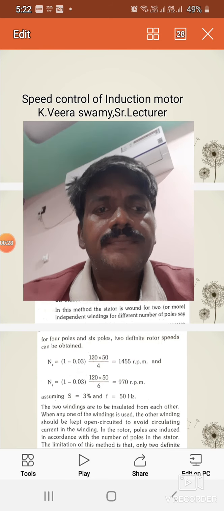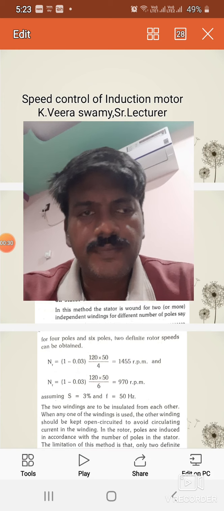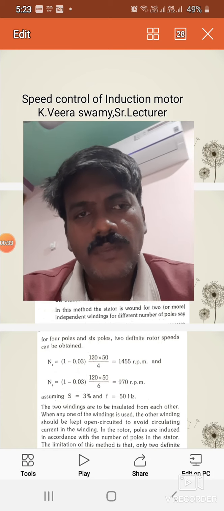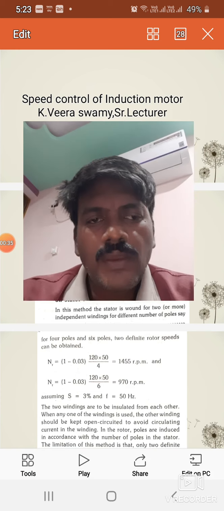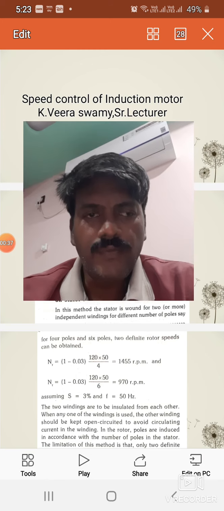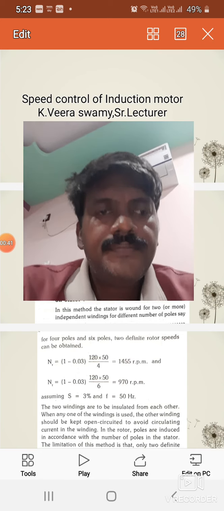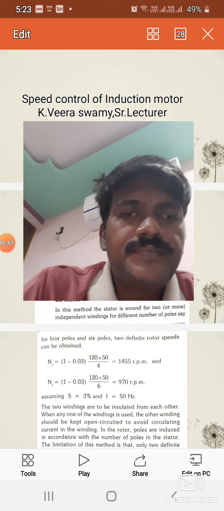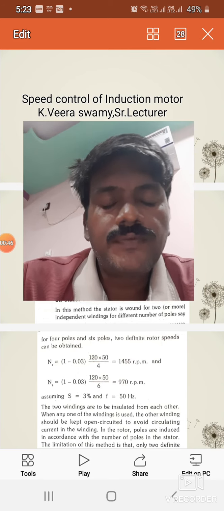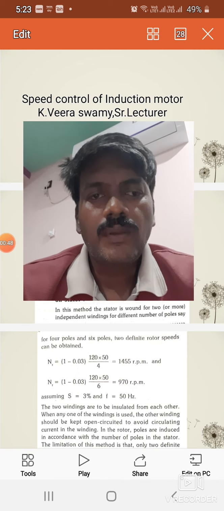The main topic, 3-phase induction motor. Subtopic, speed control of 3-phase induction motor. In the last class, so first we will recap the previous class.